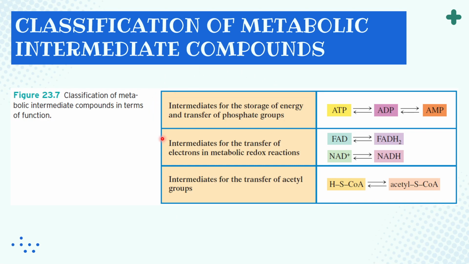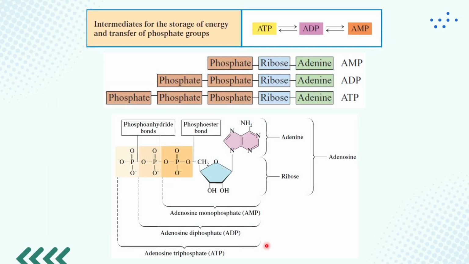So our first classification are those intermediates for your storage of energy and for the transfer of your phosphate group. The second one is for your redox reaction. And the third one is for the transfer of your acetyl group. So let's begin with our first classification.